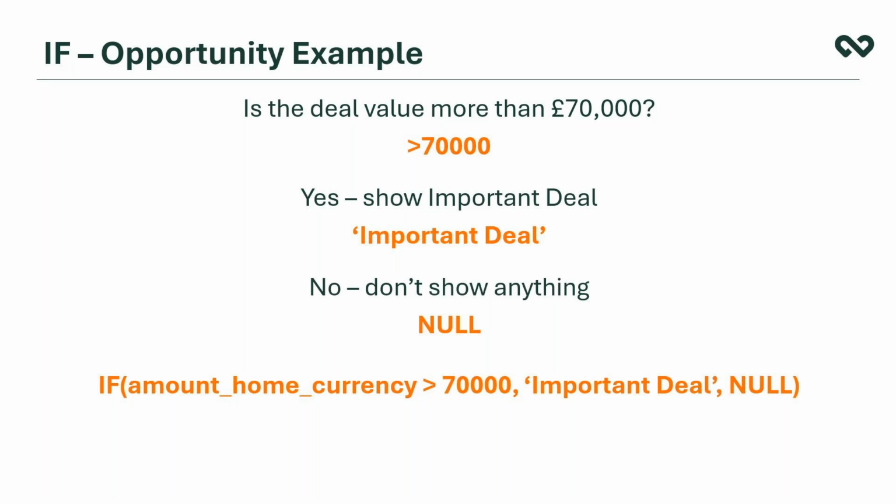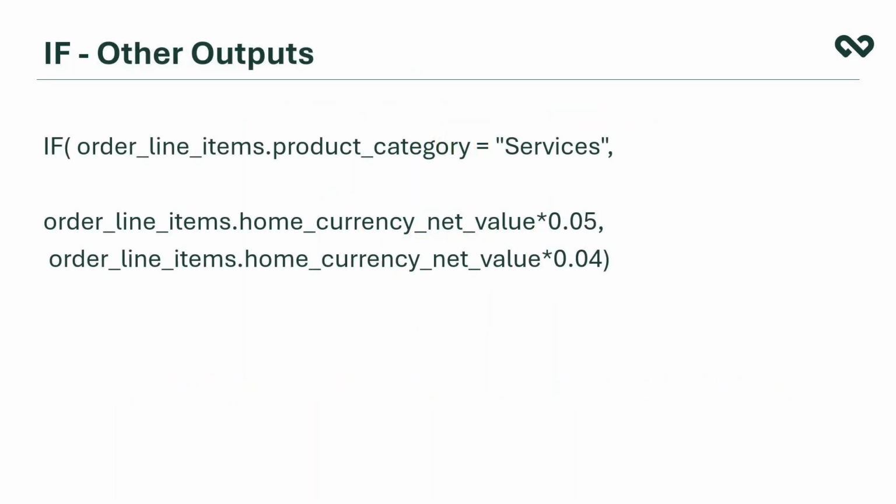And while this is good, there are times when you don't want the output to be either a string or a null. There are actually other values that you can have in here. You can have numeric values, you can have values based on another column, and even a calculation within there.